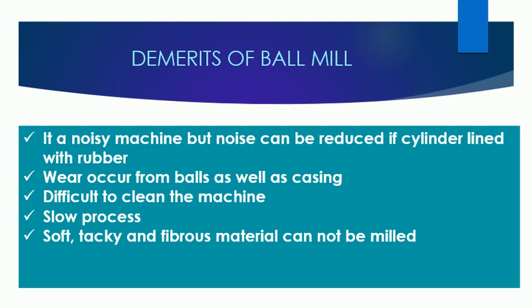So the next slide is the demerits of ball mill. Demerits are, it is a noisy machine, but noise can be reduced if the cylinder is lined with rubber. Wear occurs from the balls as well as the casing, which may result in contamination of the product. It is difficult to clean the machine. It is a slow process because the rate at which energy can be applied is limited. Soft, tacky and fibrous material cannot be milled by ball mill.